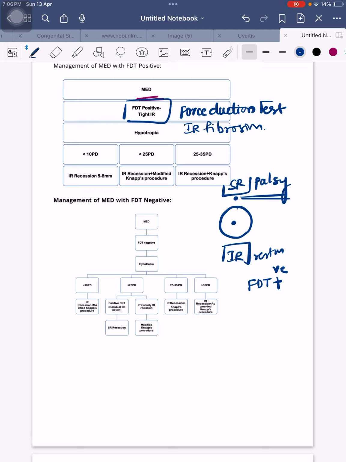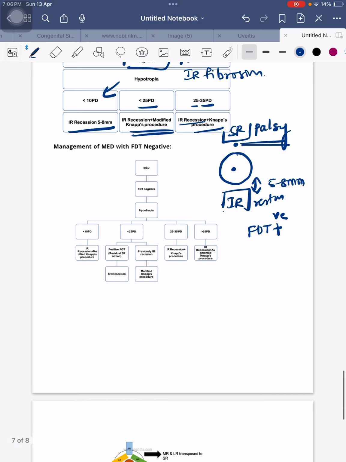How do you manage it? You have to see how much is the amount of restriction or how much is the amount of squint, hypotropia, which it has caused. If it is within 10 PD, you have to do an inferior rectus recession surgery. How much? Around 5 to 8 mm of recession is required. If the hypotropia is less than 25 PD but more than 10 PD, you have to augment the inferior rectus recession with a modified Knapp's procedure. Whenever it is between 25 to 35 PD, again you have to do an inferior rectus recession with Knapp's procedure.